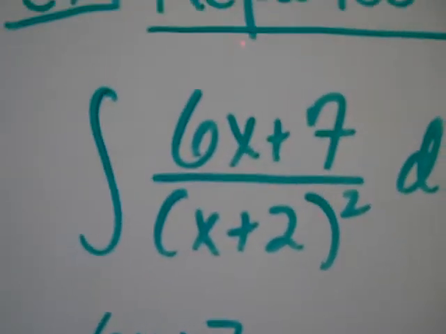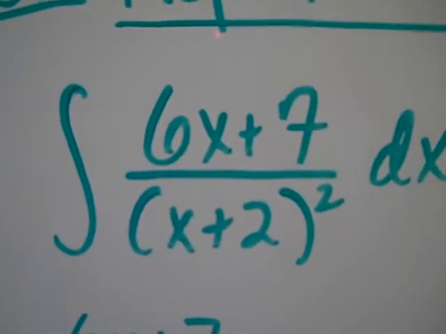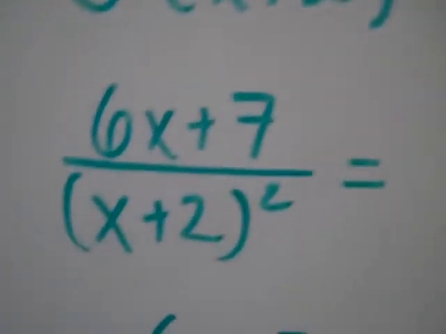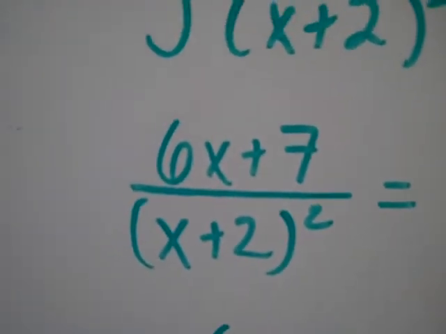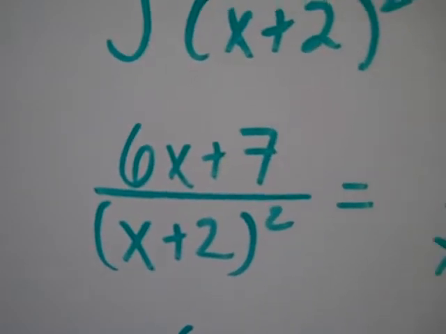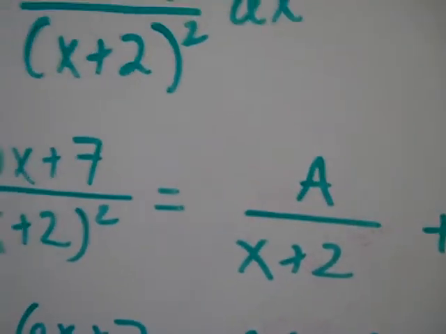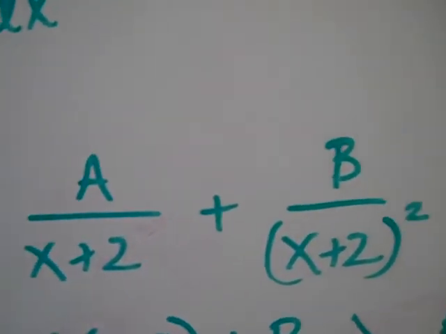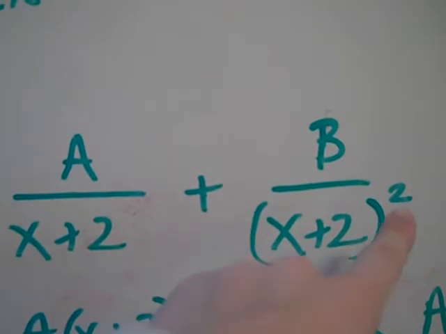So there's just a little tiny difference with a problem like this. You're going to start the same way. You're going to take the fraction and we are going to rewrite it as our denominator split into its 2 factors. But the difference is, instead of it being A over x plus 2 and B over x plus 2, it's actually going to be B over x plus 2 squared.